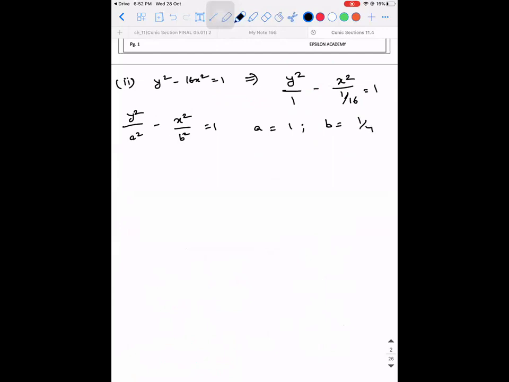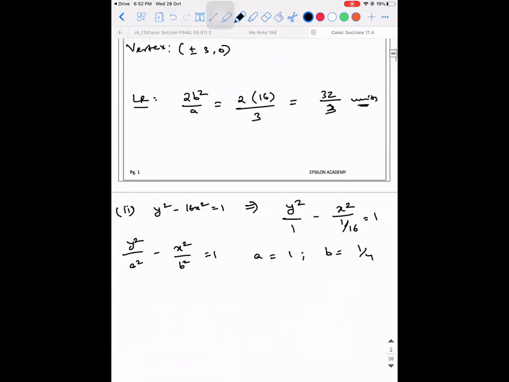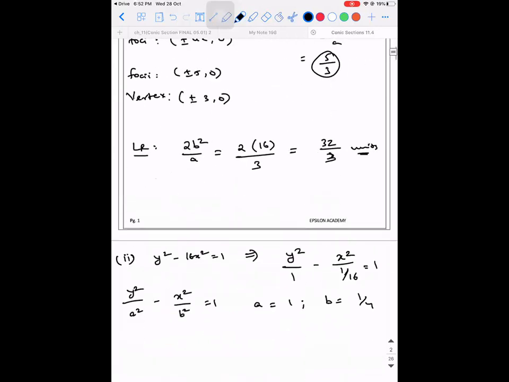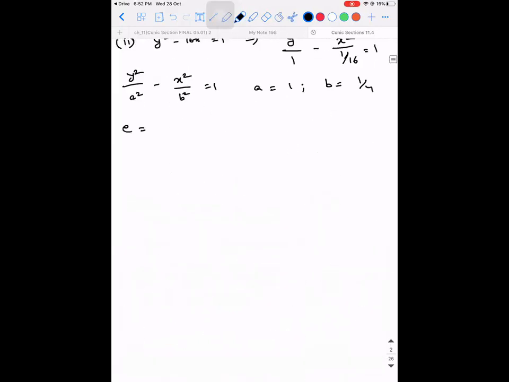Now tell me, how do you find the foci? For that you need the eccentricity. Eccentricity is root of a square plus b square divided by b. There it was a square plus b square by a, no? So here it will be 1 plus 1 by 16, the whole divided by b, which is 1 by 4. So it is root 17. Did you guys understand what I did?